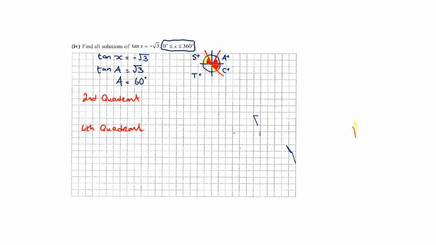So in the second quadrant, my x is going to be 180 degrees minus my reference angle, which is 120 degrees. In the fourth quadrant, it's going to be 360 degrees minus my reference angle, which is 60 degrees, which gives me 300 degrees. And that gives me my two values for x when tan of x is equal to minus root 3.